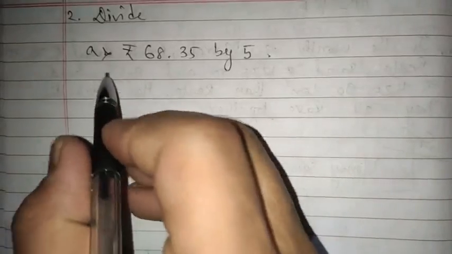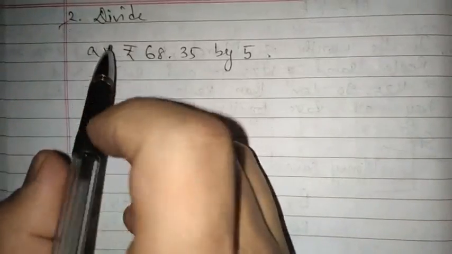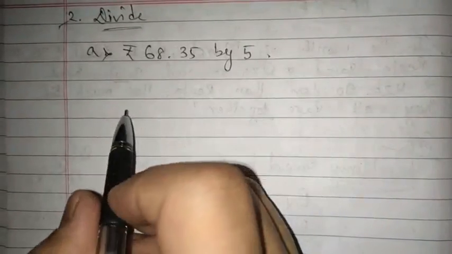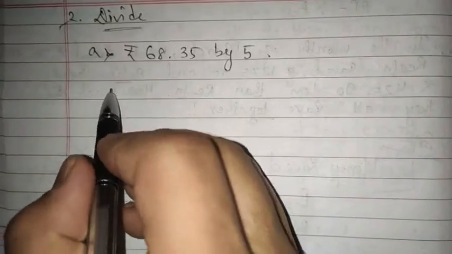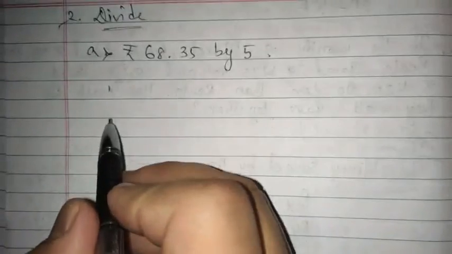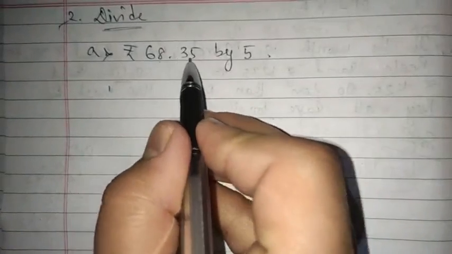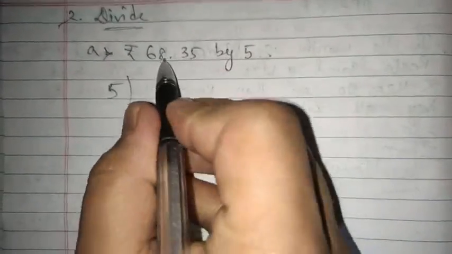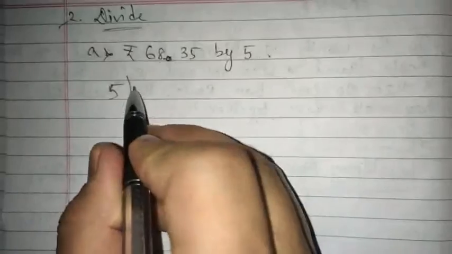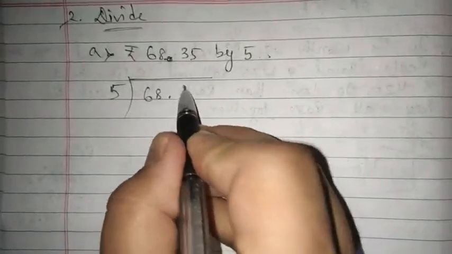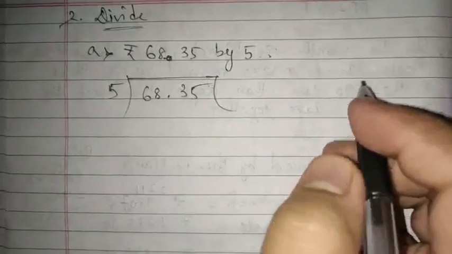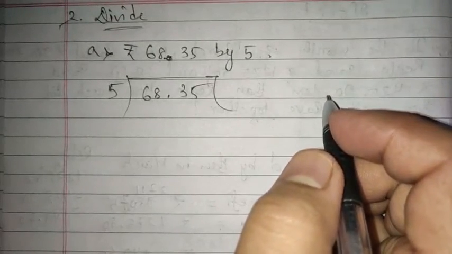Okay students, in question number 2 we will be dealing with division. In question number 1 we dealt with multiplication. Here we are going to deal with division. Part A: the question is rupees 68.35 divided by 5, which means you have to divide this number by 5. So 5 into 68.35. Just see the steps.